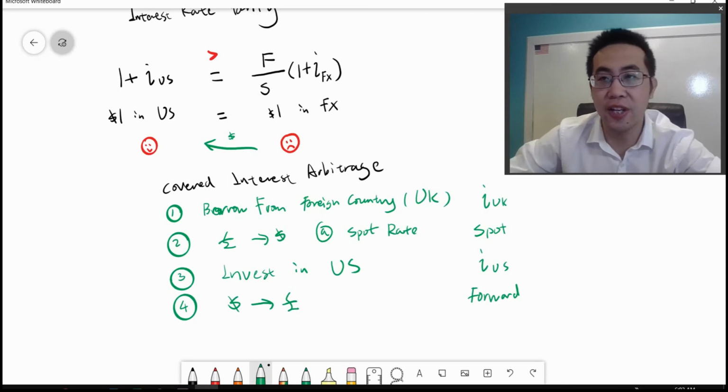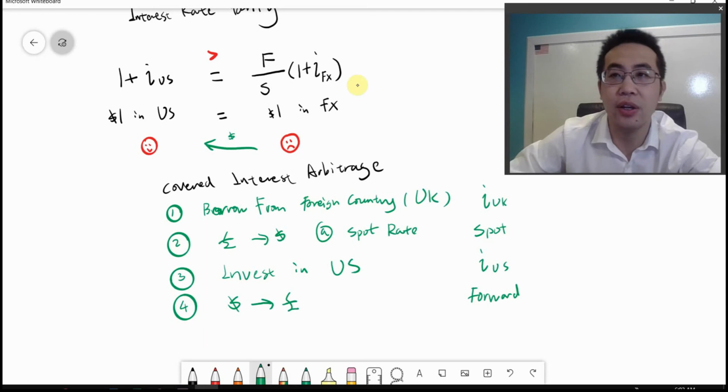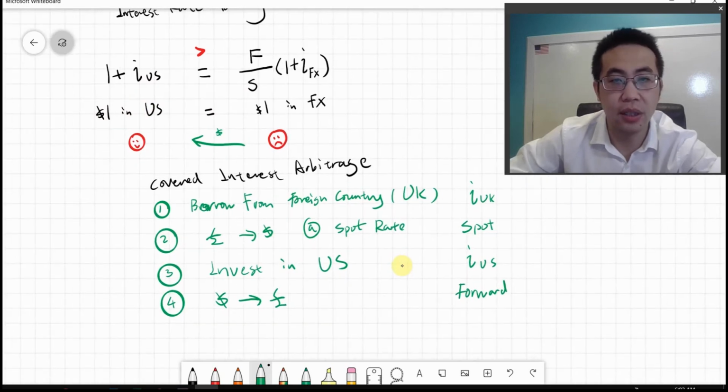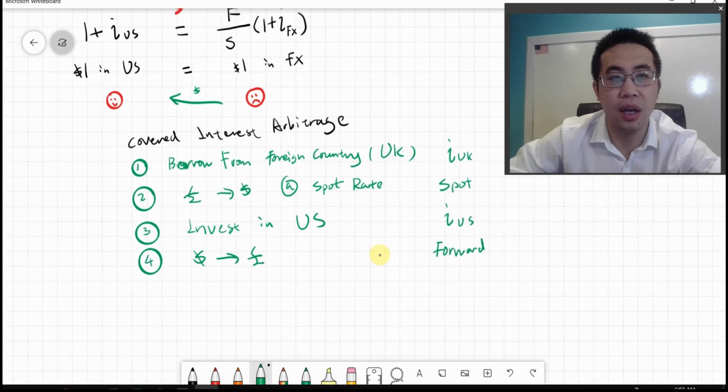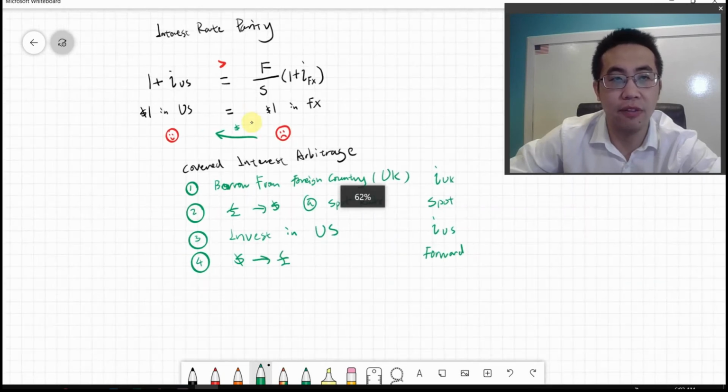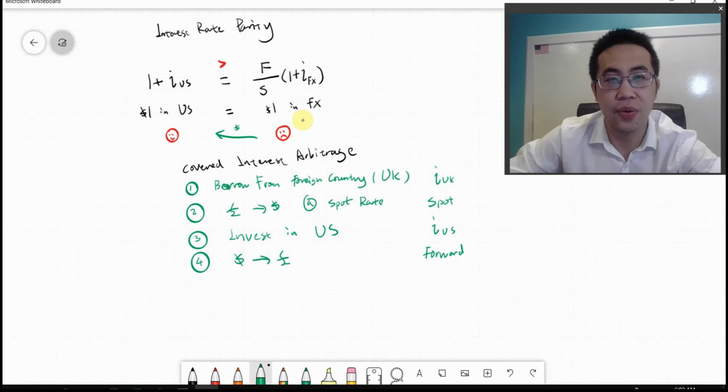And what about American investors? Do they actually invest in the UK, in the foreign country? No, they don't, because the home market already rewards their investment enough for them to not put their money overseas. Now let's talk about what would happen if this equilibrium got broken, if the left-hand side is indeed greater than the right-hand side.